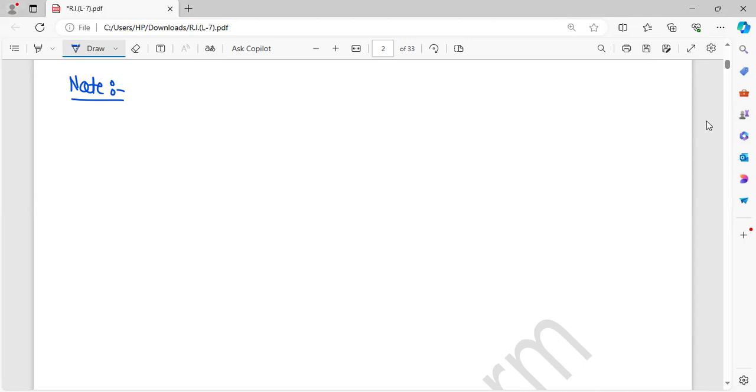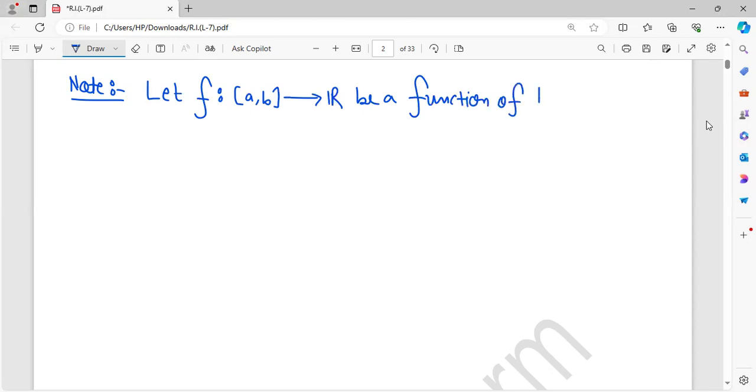Let f from the closed interval [a, b] to R be a bounded function.